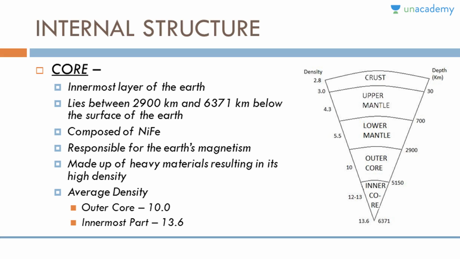The core is the innermost layer of the earth that lies below the mantle, from 2900 kilometers to 6371 kilometers. It is composed of NIFE, and it is responsible for the earth's magnetism. This layer is made up of heavy materials, which results in its high density. The average density of outer core is 10.0, while that of the inner core is 12 to 13, and in the innermost part, at the depth of 6371 kilometers, the density reaches 13.6 gram per centimeter cube.